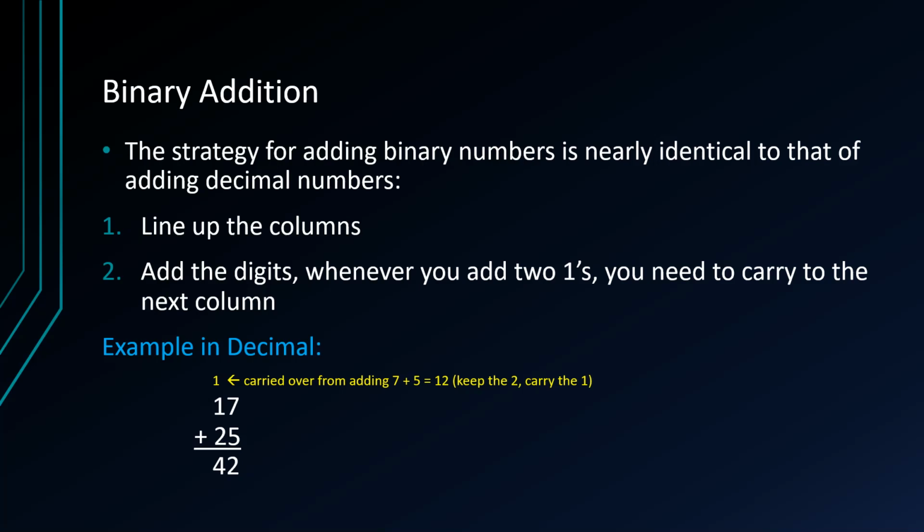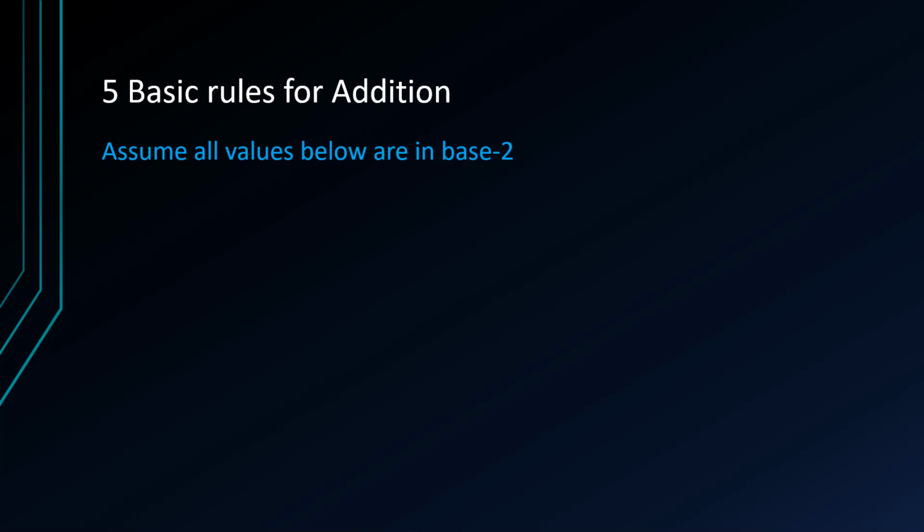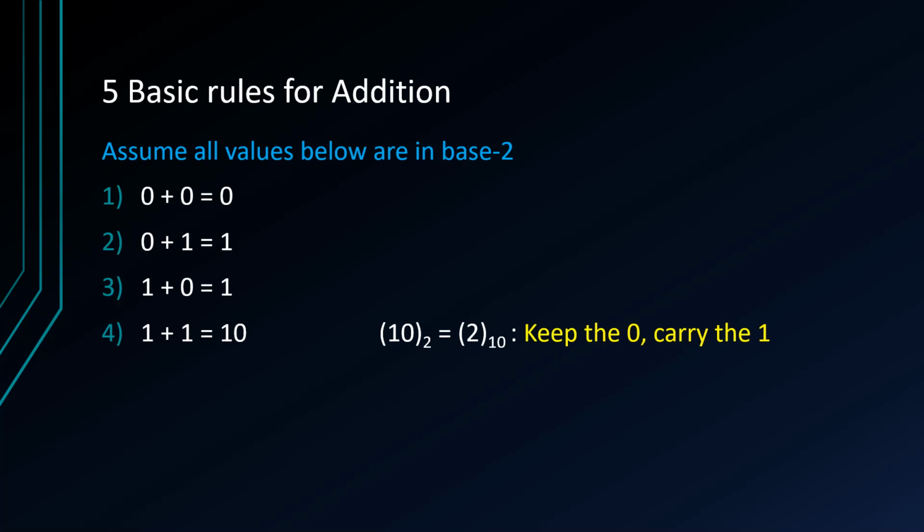But to simplify this just a little bit further, let me give you a quick 5 basic rule setup. So just memorize these and you'll be fine, but they're all pretty common sense, so you probably won't even need to memorize them. First of all, your basic math skills. 0 plus 0 is 0. 0 plus 1 is still 1. 1 plus 0, still 1. Now we get into the things that are a little bit more challenging. 1 plus 1. I'm going to draw your attention back up to the blue here. Assume all values below are in base 2. So this is not a 10. It is a 1, 0.